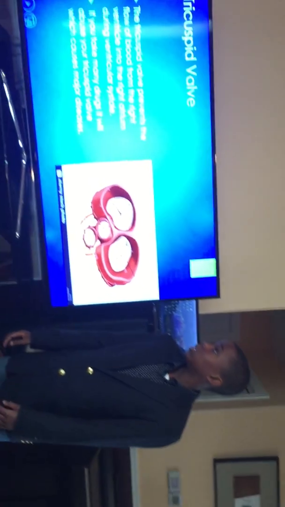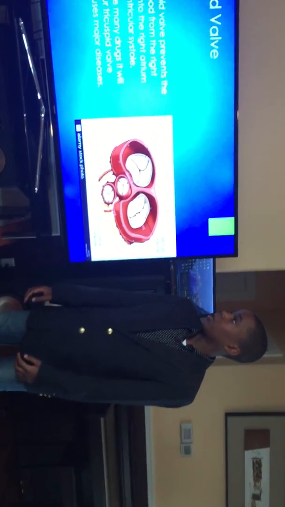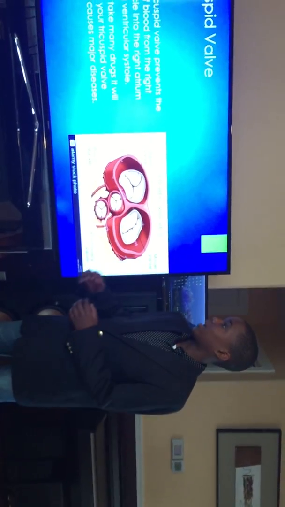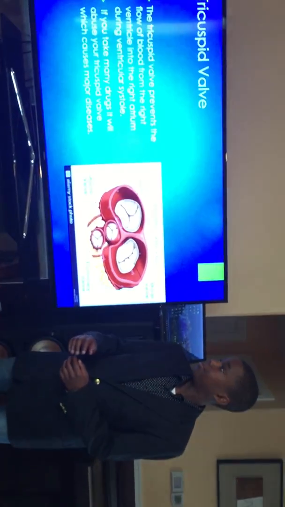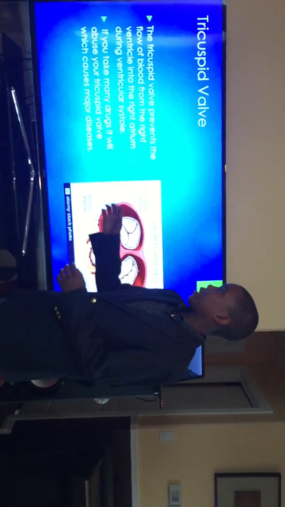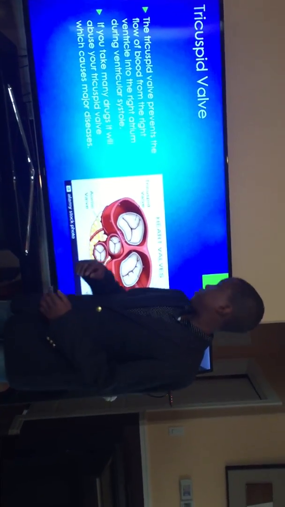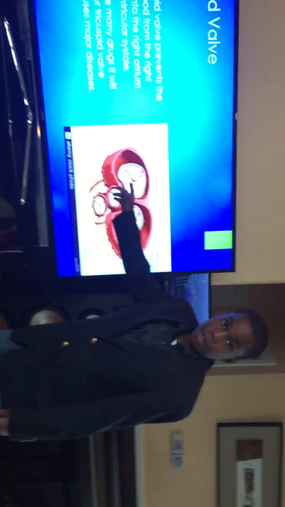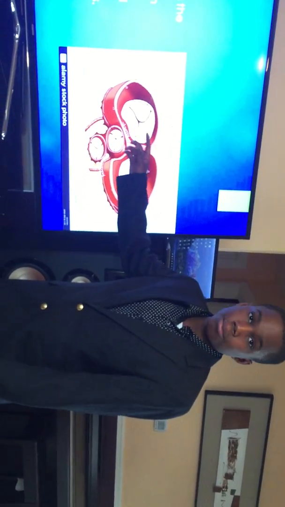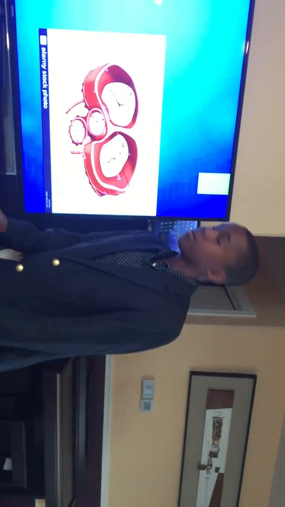Tricuspid valve. The tricuspid valve prevents the flow of blood from the right ventricle into the right atrium during ventricular systole. If you take many drugs, it will abuse your tricuspid valve, causing major diseases. So here's the tricuspid valve right there. And it gets abused when you take many drugs.